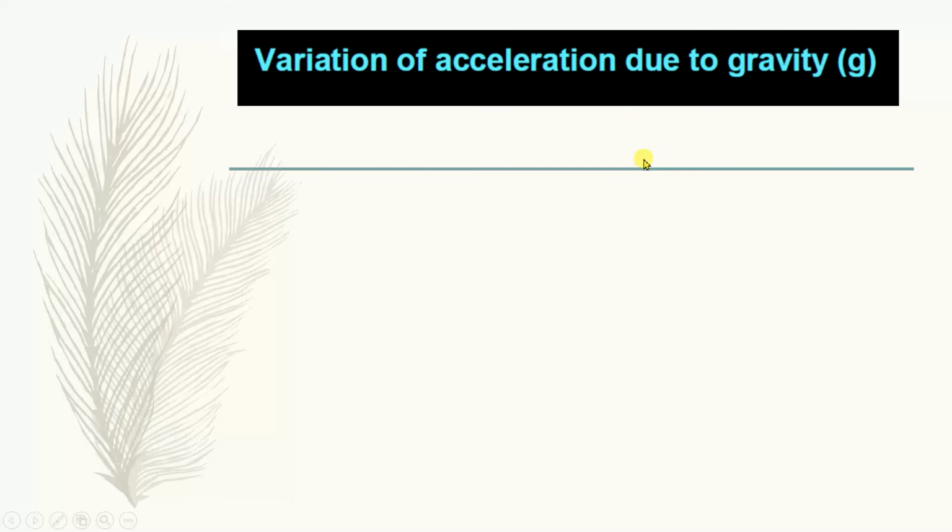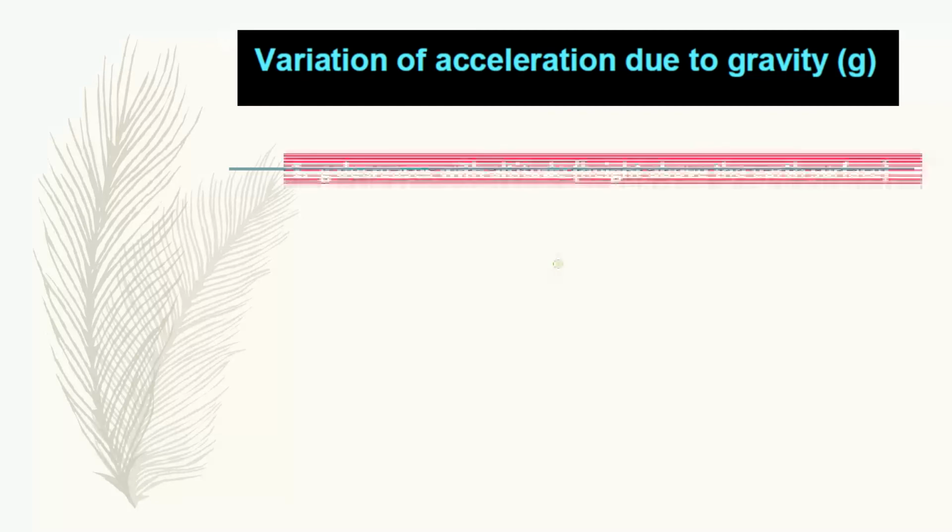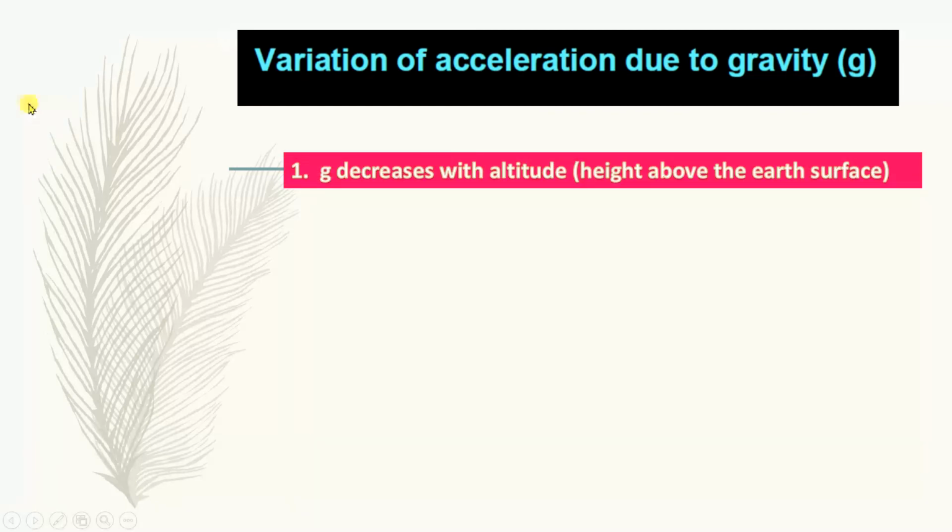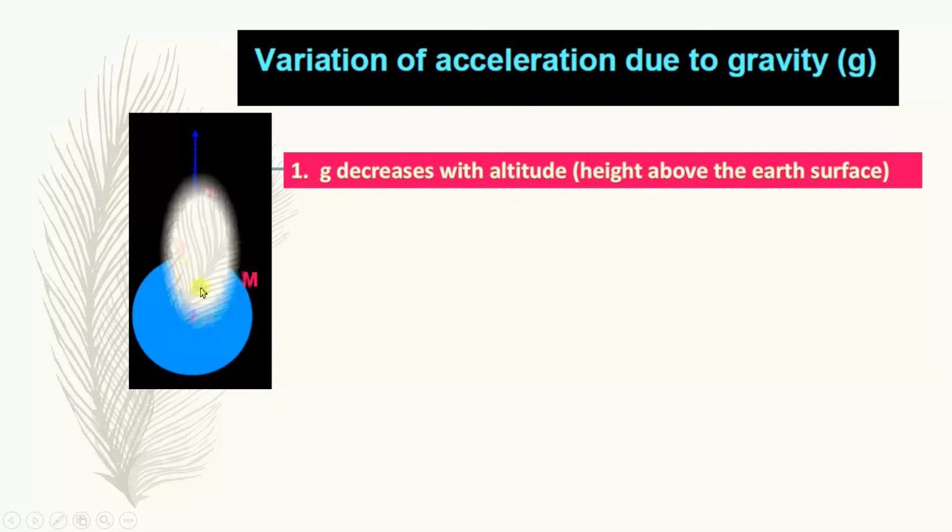Now, there are some variations of g also. Although its value is 9.8 meter per second square, there are certain variations. Let's see, because the value that we have studied, g is 9.8 meter per second square, is the value on the surface of the Earth. But what happens if we move above? g will decrease with altitude, meaning height above the Earth's surface. If we move above the Earth's surface, go some height, many kilometers up, then the value of g will decrease.